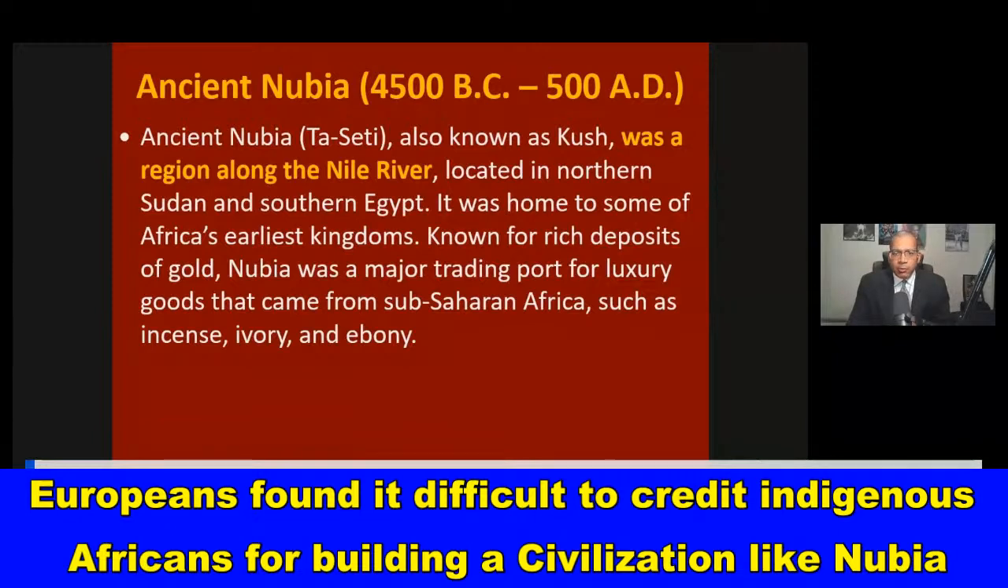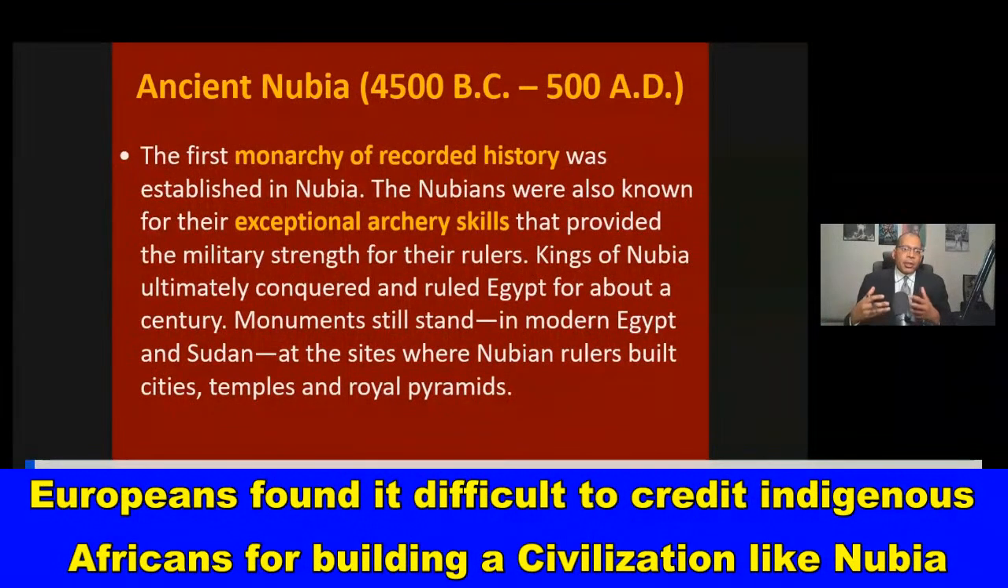Nubia was a major trading port for luxury goods that came from sub-Saharan Africa, such as incense, ivory, and ebony. The first monarchy of recorded history was established in Nubia. The Nubians were also known for their exceptional archery skills that provided the military strength for their rulers. Kings of Nubia ultimately conquered and ruled Egypt for about a century, for about 100 years.